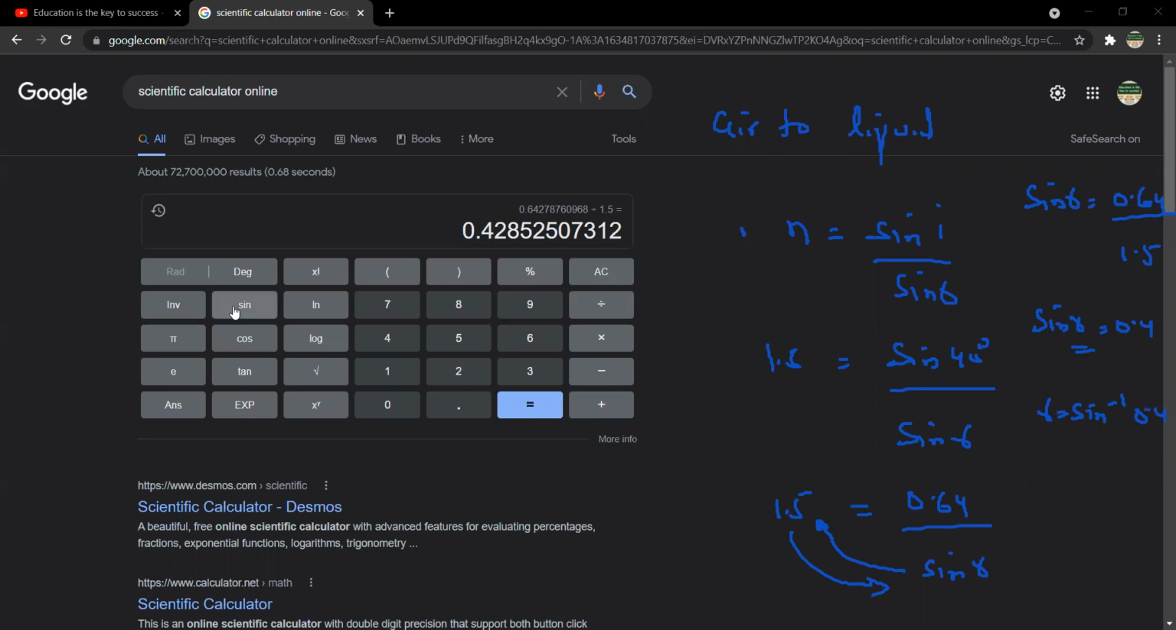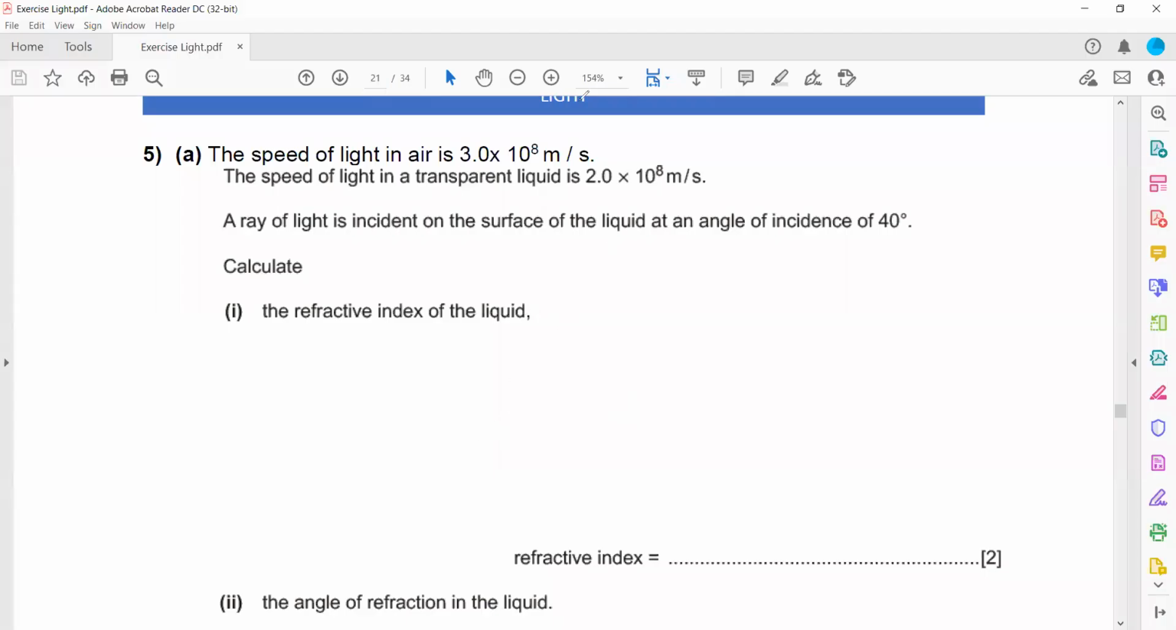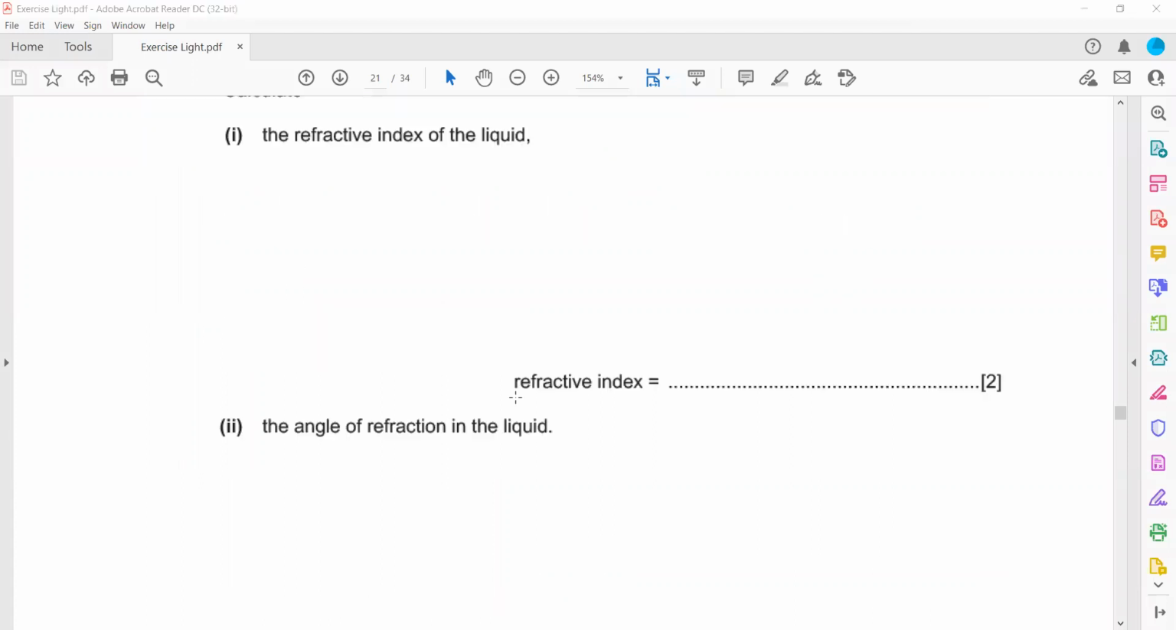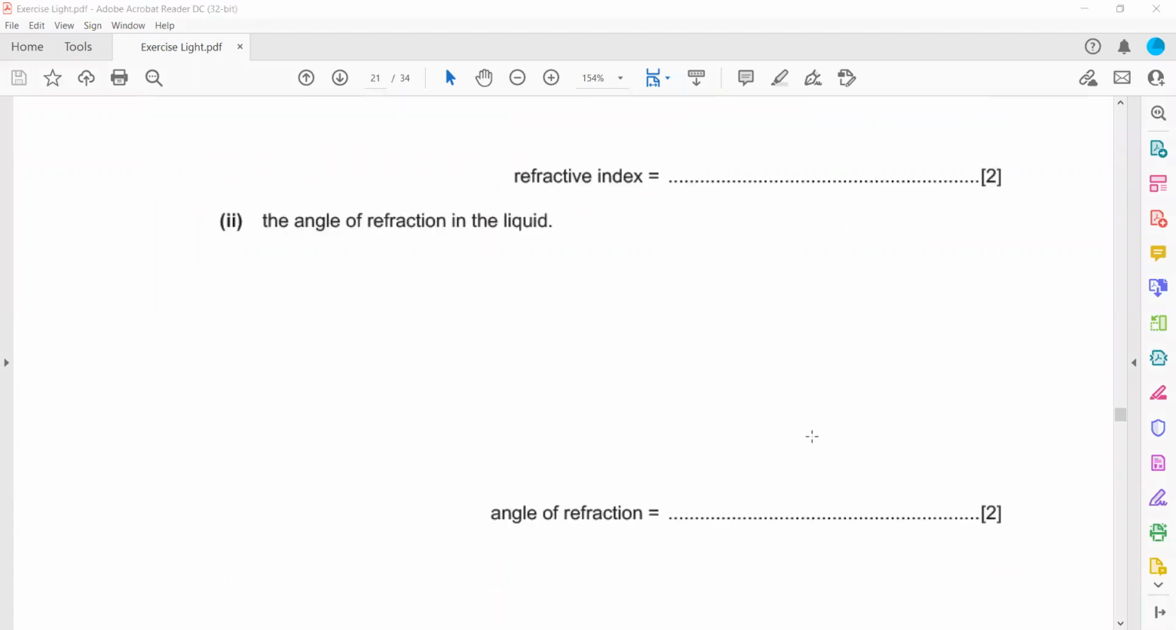So we use shift or invert sine 0.42, that equals 23.5. So the angle of refraction will be 23.57 or 23.6, I can say. So when we substitute the value, the angle of refraction will be 23.6. So it's worth 2 marks.